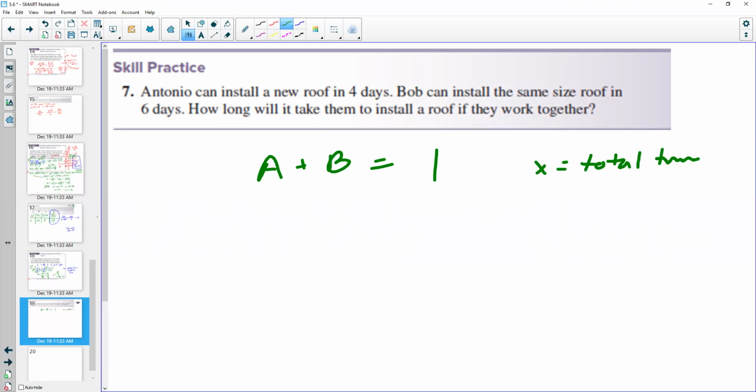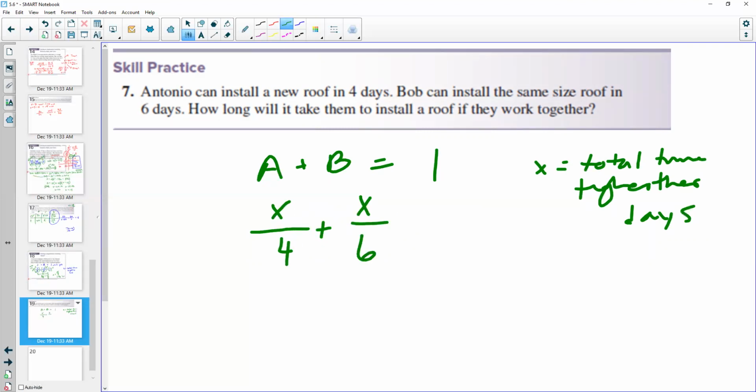In our units, it is days, right? It's important to remember units so that you can finish your story and make sure you got it about right. So Antonio takes 4 days to do his part, but when he has help from Bob, who usually takes 6 days, this is how long it's going to take altogether.